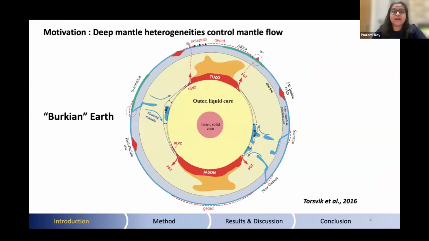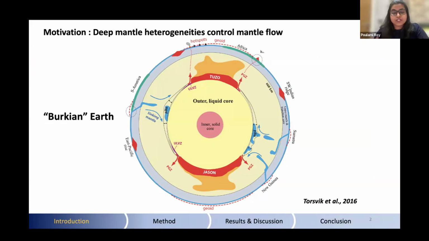To start with, I want to give you the idea of the Burkean Earth. The famous geologist Kevin Burke first proposed that the upper mantle and lower mantle are coupled with each other. So you see here that the upper mantle slab can penetrate into the lower mantle, and from the core mantle boundary, mantle plumes or upwellings are generated, and they can come up from the lower mantle towards the surface and erupt as hotspot volcanism.